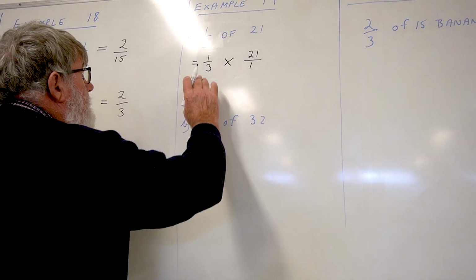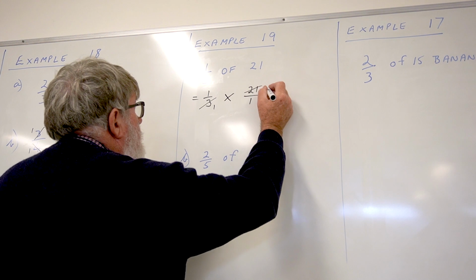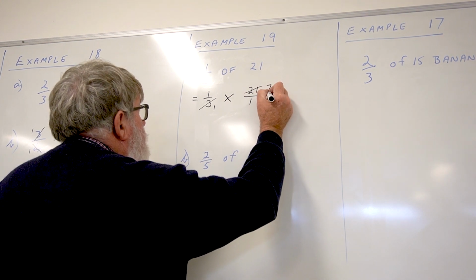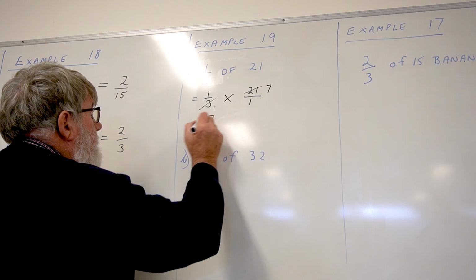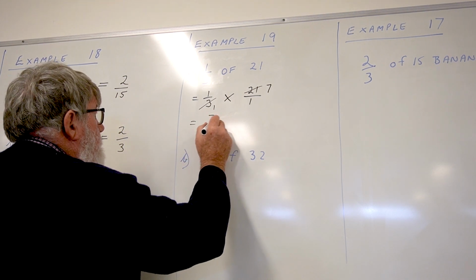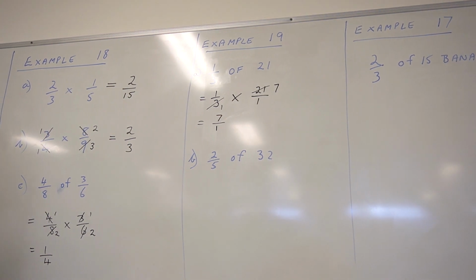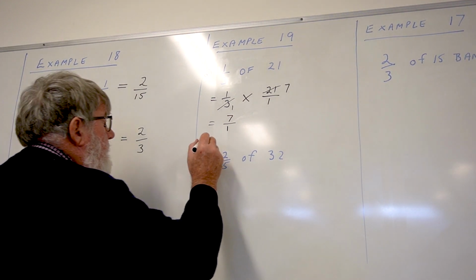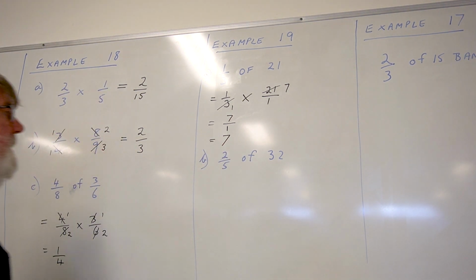Is there any cancelling there? The answer is yes. 3 into 3 once. 3 into 21 is 7. So I finish up with 1 times 7 is 7 on the top line. 1 times 1 is 1 on the bottom line. And there, of course, we have 7 wholes. So we can write the fraction as just the whole number 7.